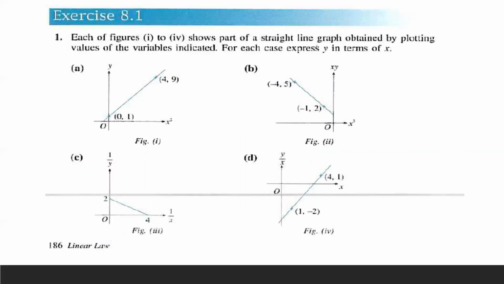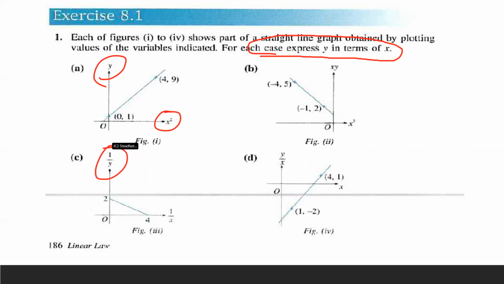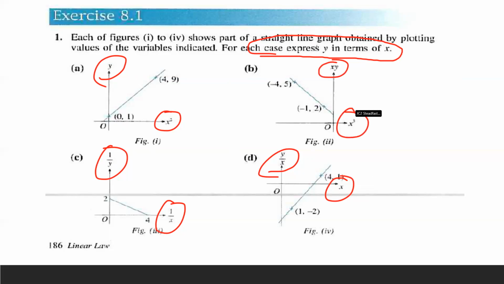Here are 4 examples, and all of these are of course straight lines. And it's asking you to find y in terms of x. If you look at these, this is just y against x squared. This is 1 over y against 1 over x, y over x against just x. And then here it is xy against x cube.